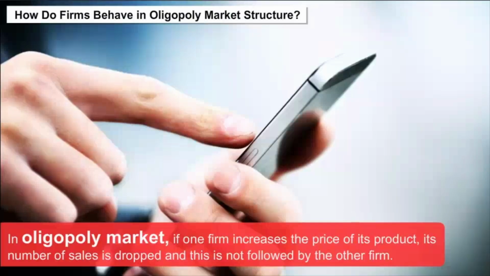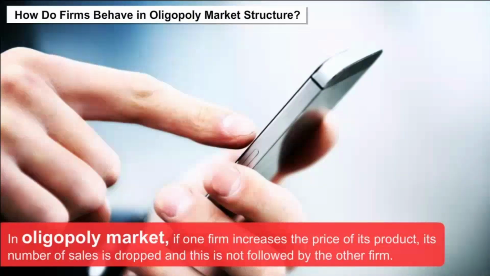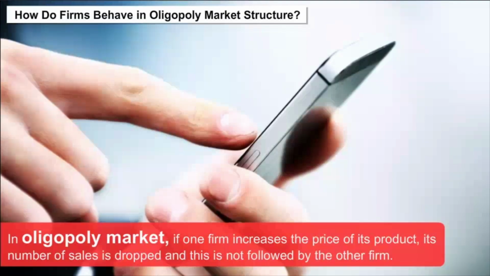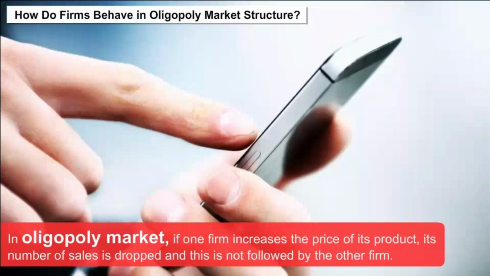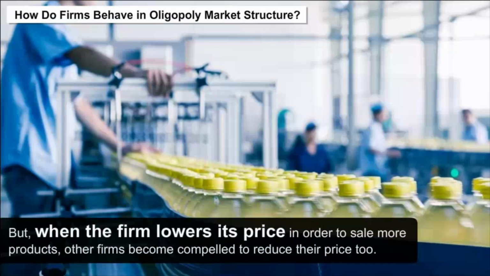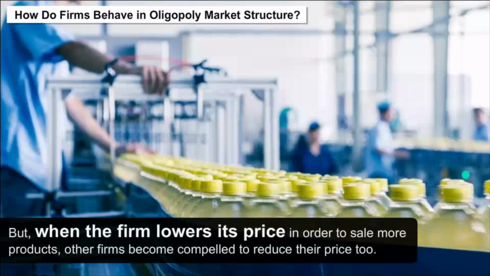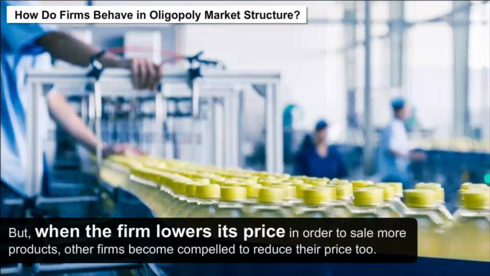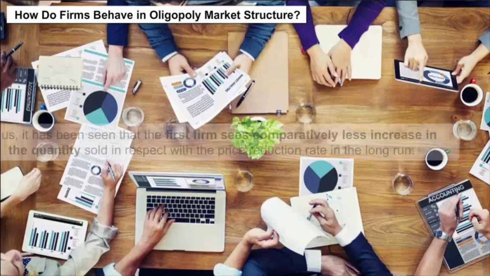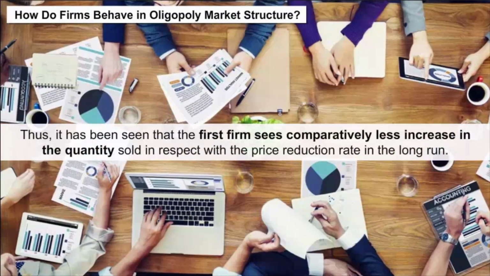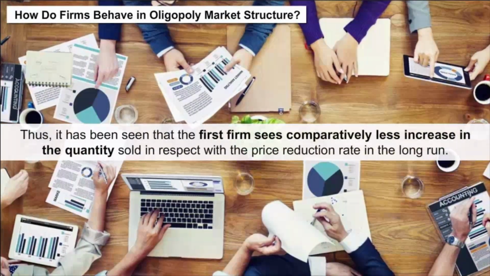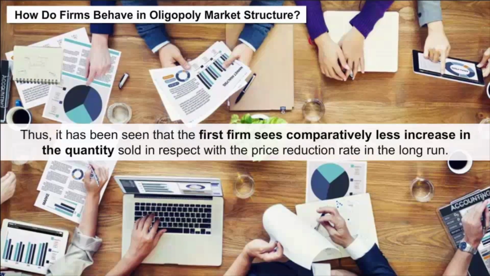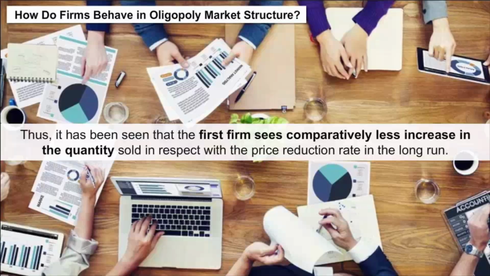In an oligopoly market, if one firm increases the price of its product, its number of sales drops and this is not followed by the other firm. But when a firm lowers its price in order to sell more products, other firms become compelled to reduce their prices too. Thus, it has been seen that the firm sees comparatively less increase in the quantity sold with respect to the price reduction rate in the long run.